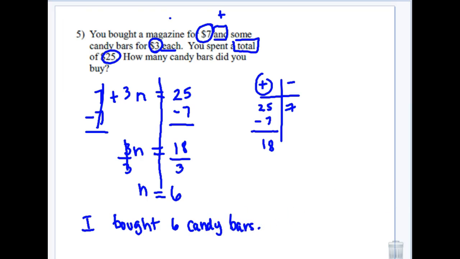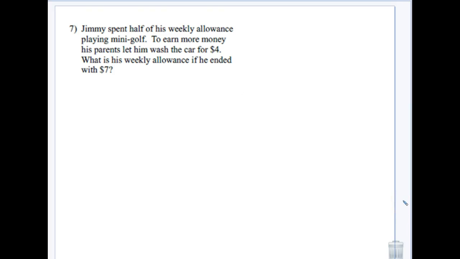Very good. Excellent. All right, last example, and then you're on your own. Number 7 says, be careful. It says Jimmy spent half. How do I write half? 1 over 2, right? Of his weekly allowance playing mini golf. To earn more money, his parents let him wash the car for $4. What is his weekly allowance if he ended with $7?